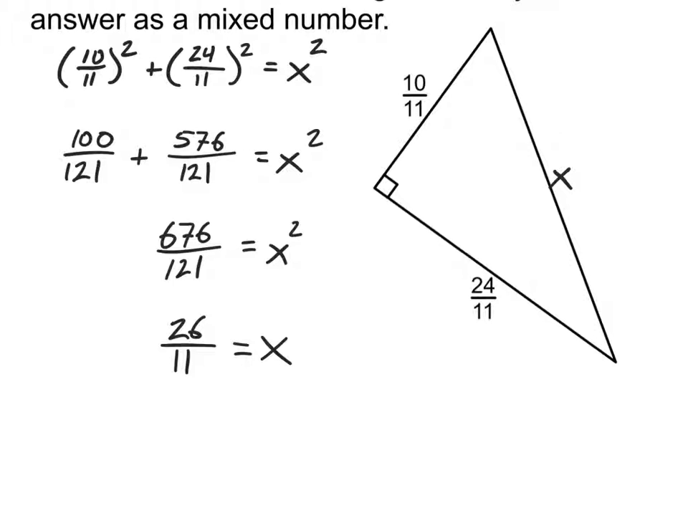So, how many times does 11 go into 26? Twice. So that's going to be 2, because 2 times 11 is 22. So how many are left over? 4. And so there's our final answer, 2 and 4 elevenths.